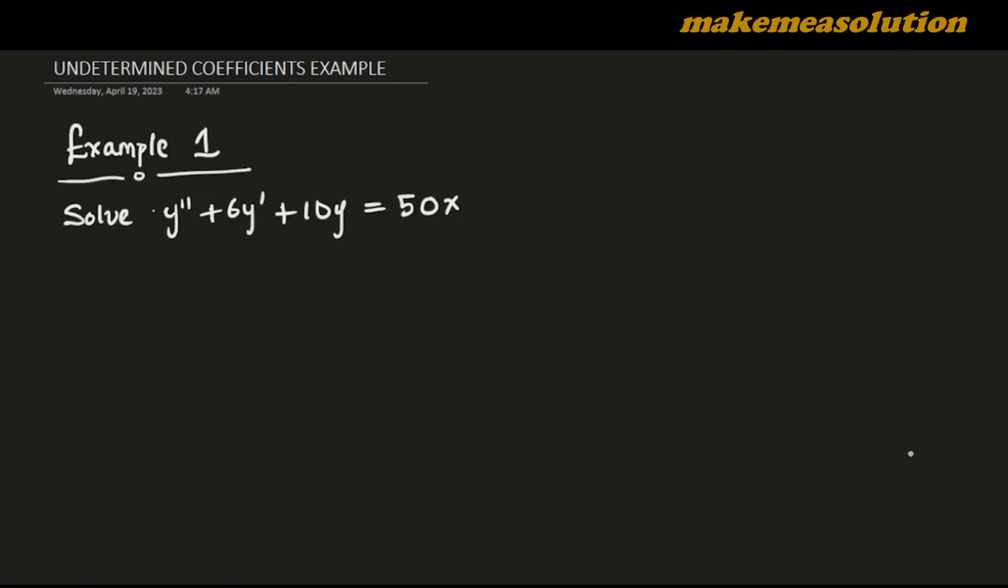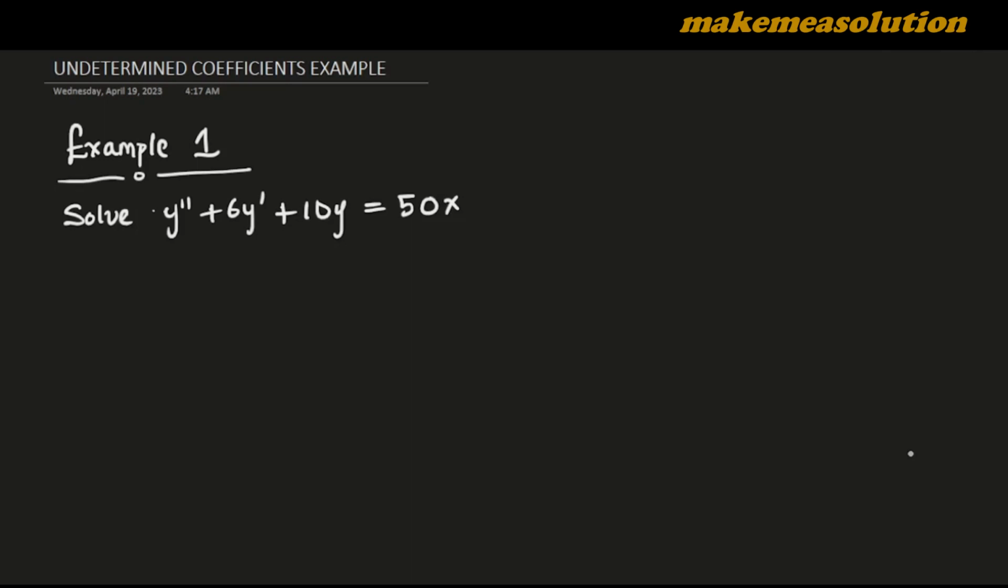We want to solve y double prime plus 6y prime plus 10y equal to 0. Whoa, what am I saying? The right hand side is not equal to 0. So this is different from the ones we've been solving previously, where the right hand side is 0. So this is a non-homogeneous linear constant coefficient second order ordinary differential equation.